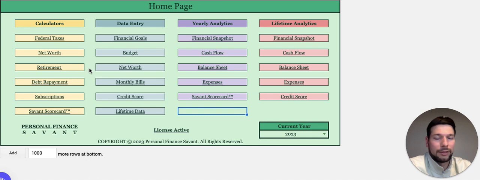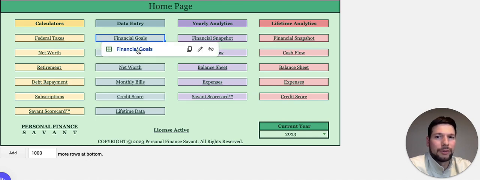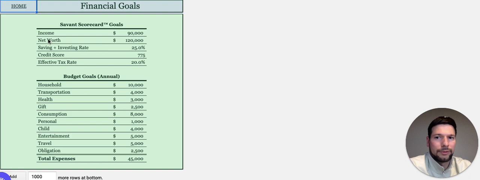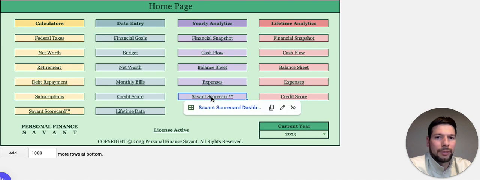Did I get worse? Did I stay flat? It's just something you can strive to improve over time. But then on the data entry video, we went through entering in your goals for those Savant scorecard metrics. So that'll be important whenever you look at this dashboard. Those goals are going to show up again, and your actual performance will show against those goals.